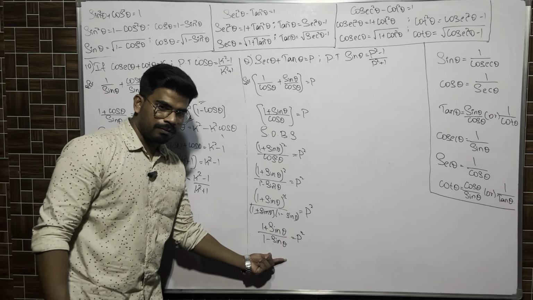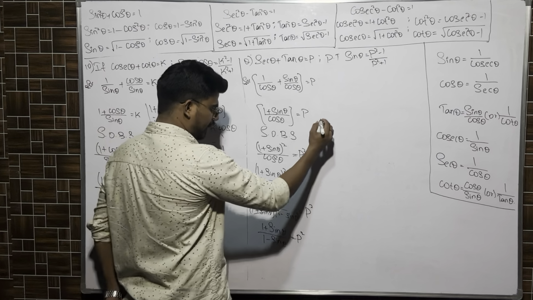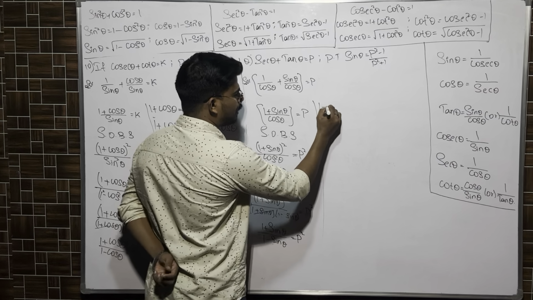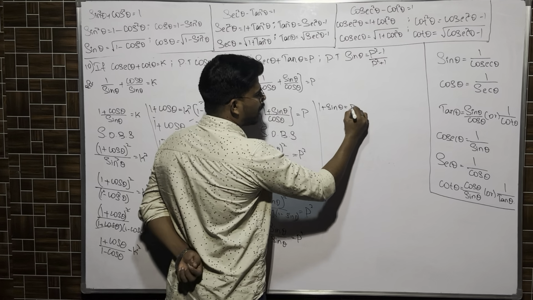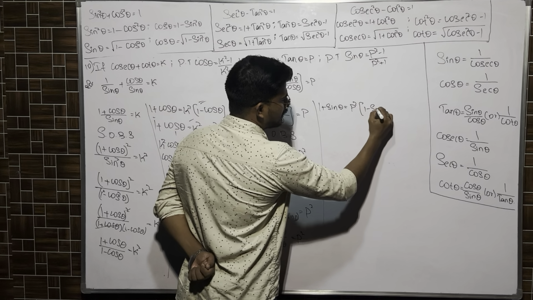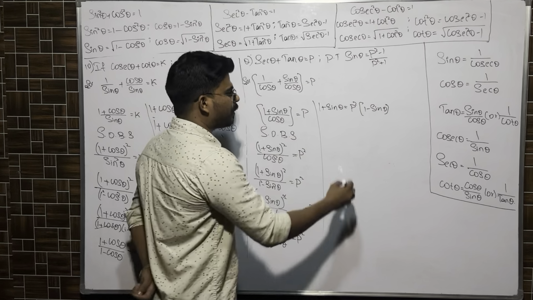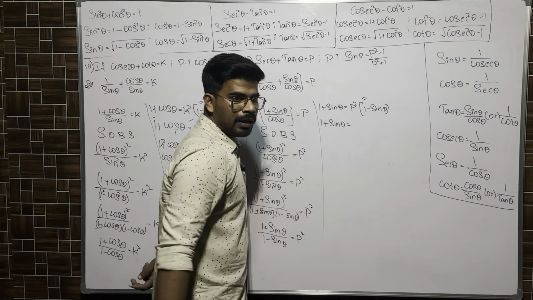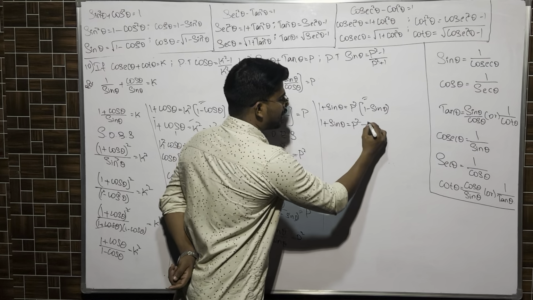Next, 1 minus sin theta is in division. If I send it this side, it will become multiplication. Here I have 1 plus sin theta is equal to p square into (1 minus sin theta). Next step, multiply p square inside. Here from this step, you will get confused. 1 plus sin theta as it is. Here p square into 1, p square, minus p square into sin theta, p square sin theta.